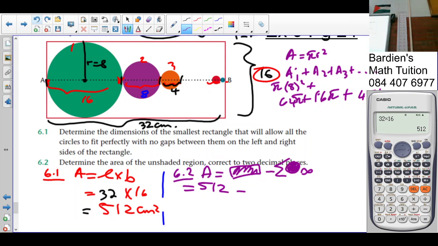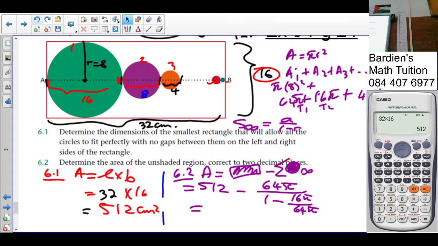How do you calculate sum to infinity? I've written it down already. Sum to infinity is a over 1 minus r. What's my a value? 64 pi over 1 minus. How do I get my r value? It's going to be t2 over t1. So it's going to be 16 pi over 64 pi. Okay. 16 over 64 is a quarter, not so?